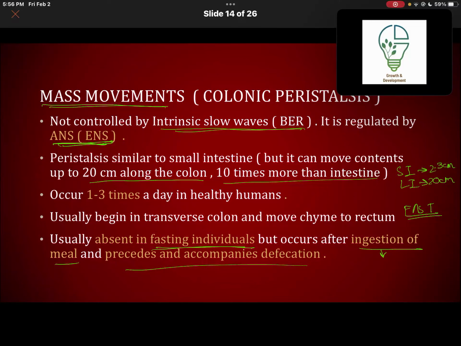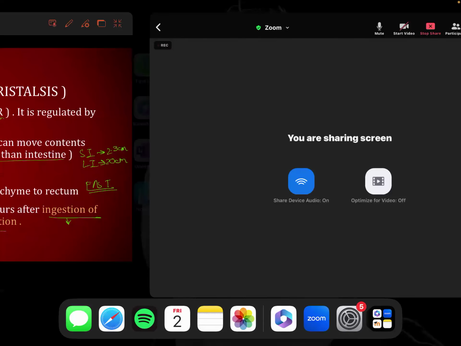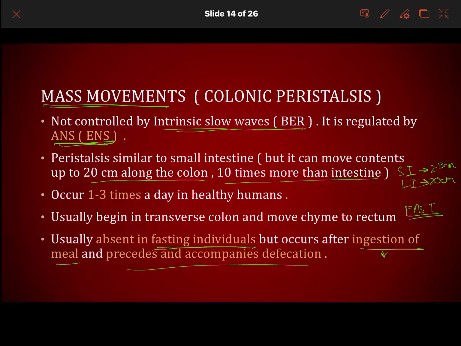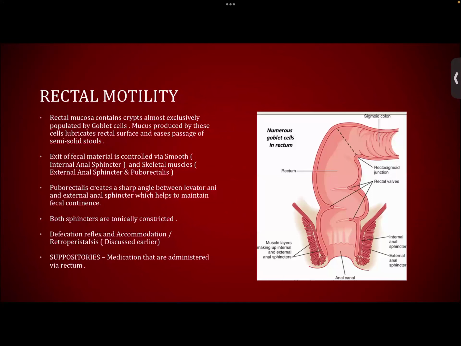So we're done with the colonic peristalsis, so we're gonna move to the next part, which is the rectal motility. Now we've done everything. We've passed the food through every part of the large intestine and it's reached the rectum.